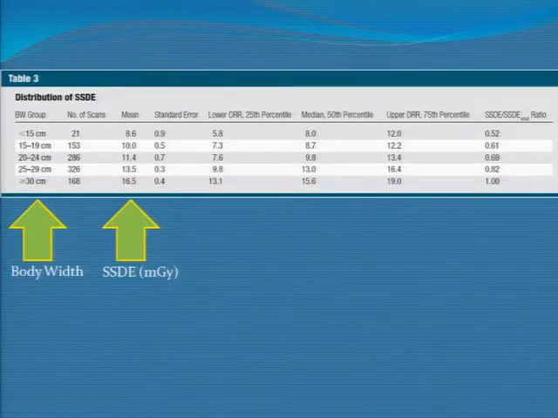I can't do this. Okay, so this is the table that we were looking at in the radiology article, and you can see it shows something called BW group. BW stands for body width. The number of exams that actually were used to develop this range, what the mean SSDE was in milligray, and what the standard error and the 25th, 50th, and 75th percentile values were. And then they also looked at what the SSDE looked like relative to an adult, I think, where the adult is down here at the bottom.